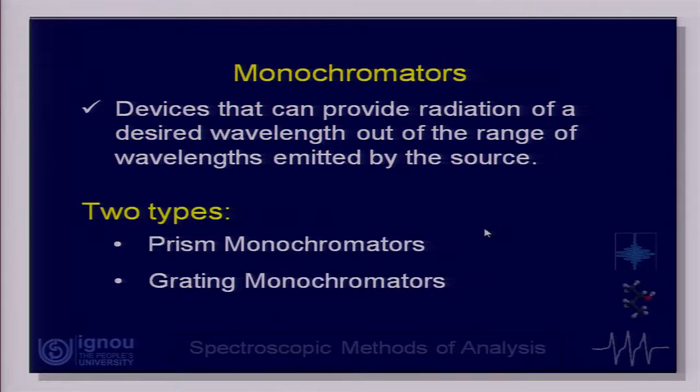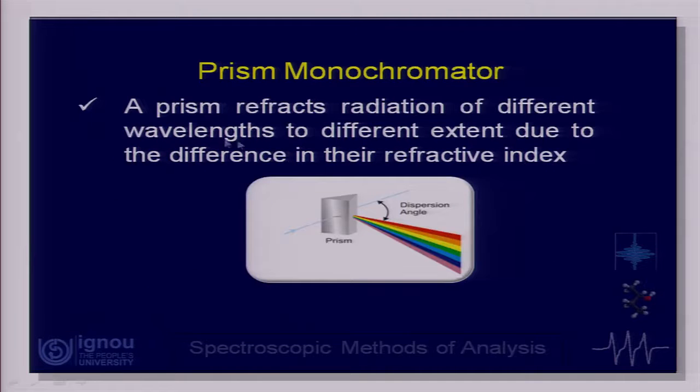There are two types available. One is called a prism monochromator, and the second is the grating monochromator. As the name suggests, the first type uses a prism, and in the second case we use a grating. Let us learn about this. We know that a prism refracts radiation of different wavelengths to different extents due to the difference in their refractive index.